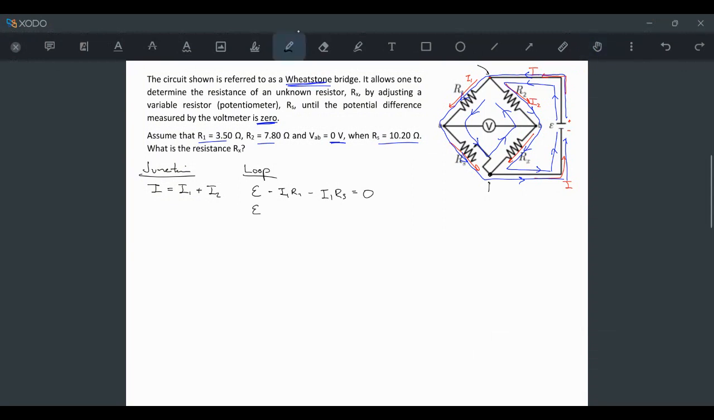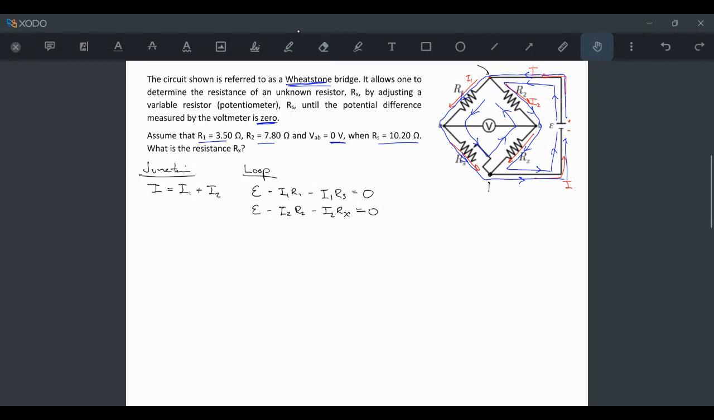Second loop, pretty similar. Remember, it's this one on the inside here. We're going through the right branch of the Wheatstone bridge. So we first encounter I2 going through R2. Next, we encounter I2 going through this unknown resistor Rx. And we don't encounter any more elements that change the potential before we make it back to the battery.